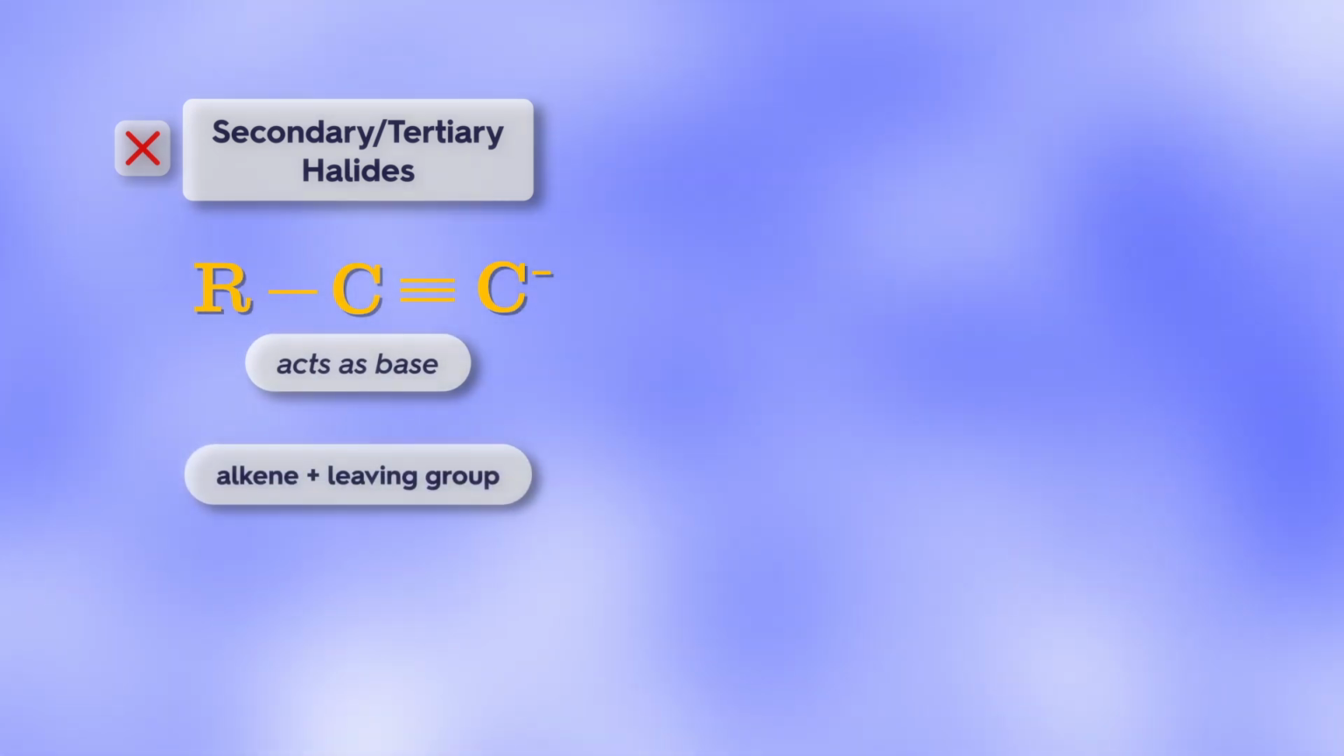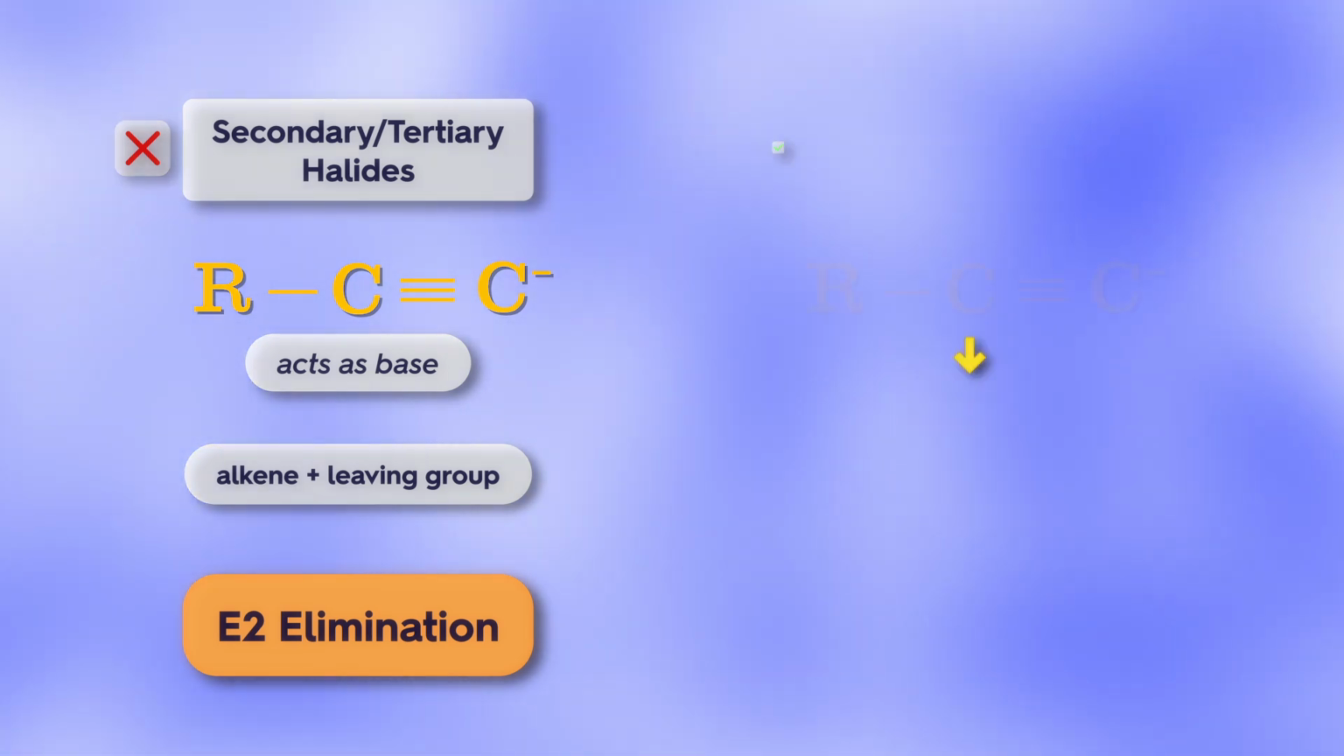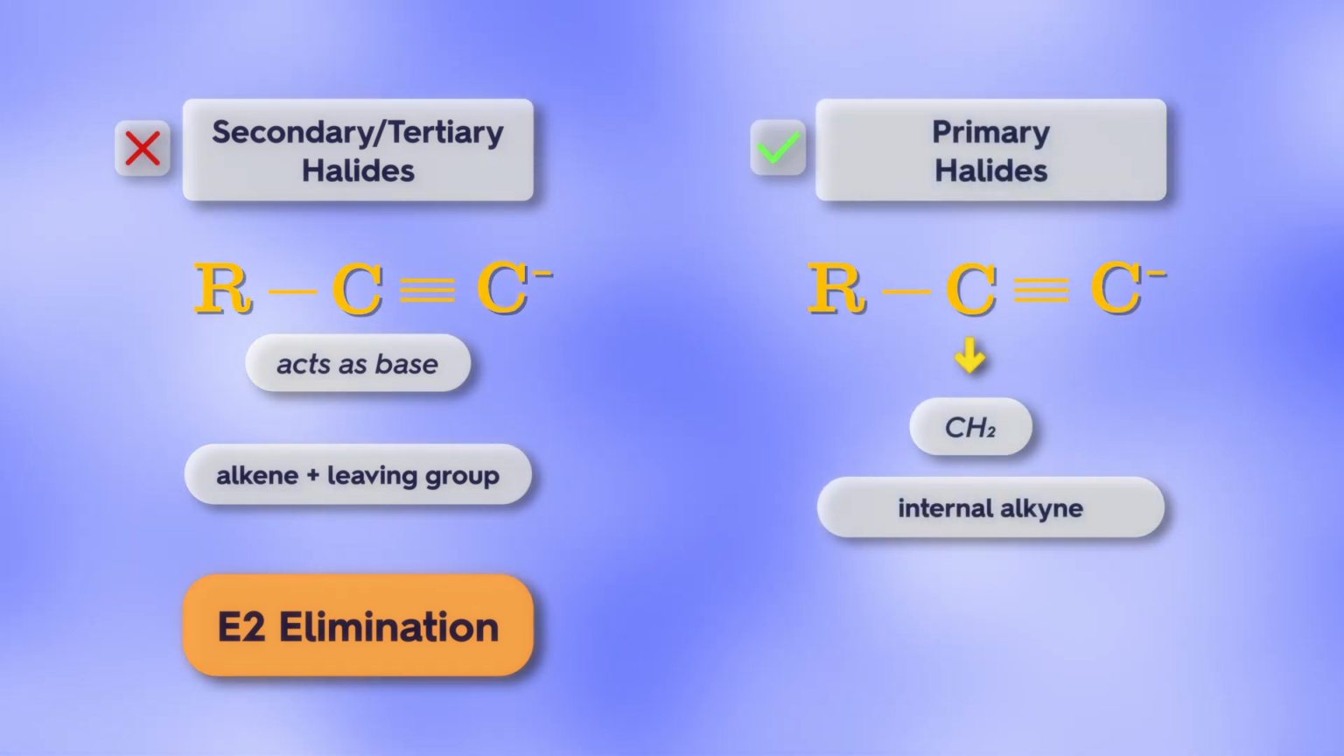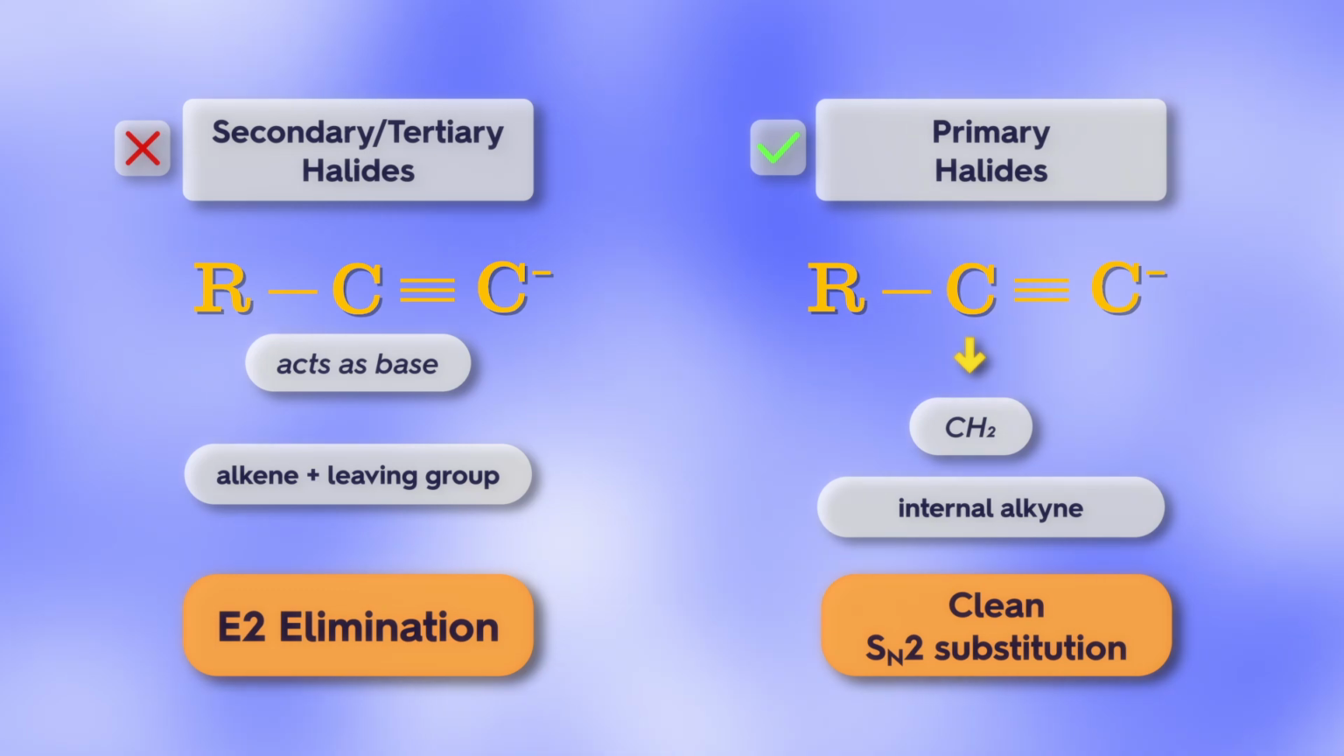But here's a limitation. Avoid secondary or tertiary halides. With those, the acetylide is too bulky and strong, so E2 elimination dominates instead of substitution. That's why primary halides are the best choice for clean SN2 reactions.